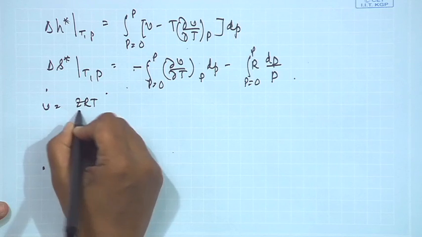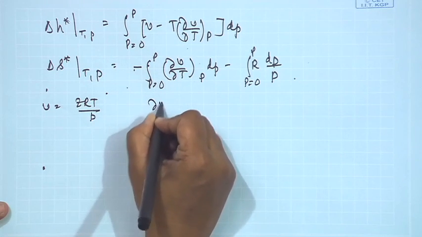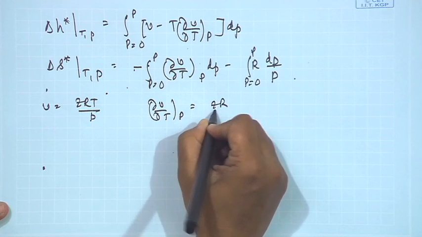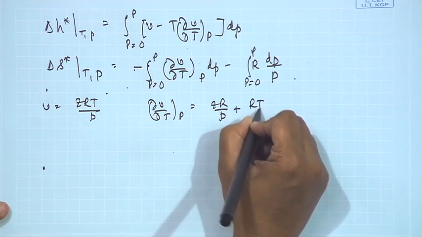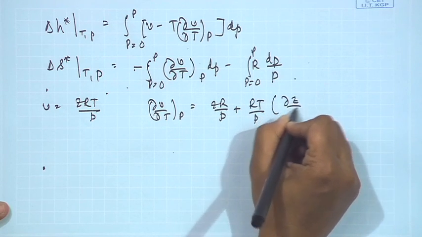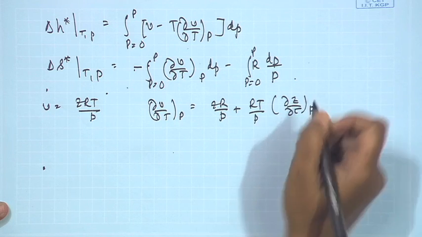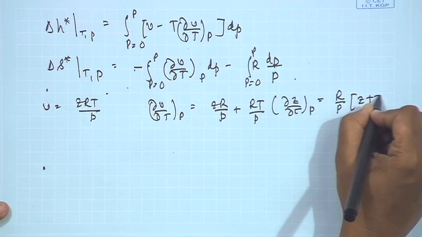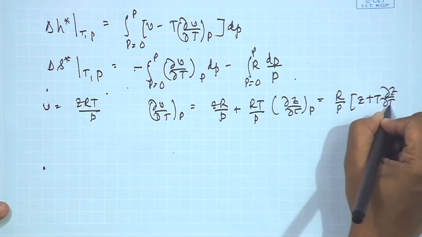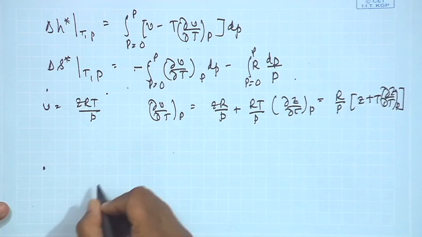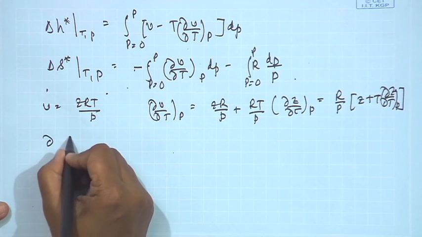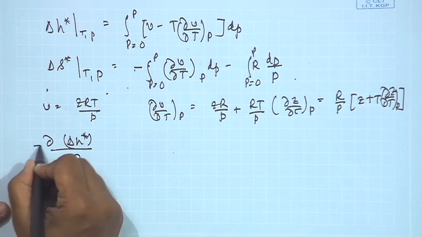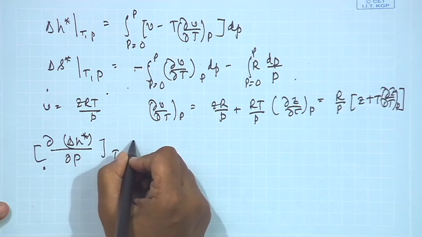V is nothing but equal to ZRT by P. Del V del T at constant P, then we can write it down as ZR by P plus RT by P del Z del T at constant P, or in other words we can write it down as R by P, Z plus T del Z del T at constant P, isn't it? So, in that case, del H star del P at constant T, what is this?